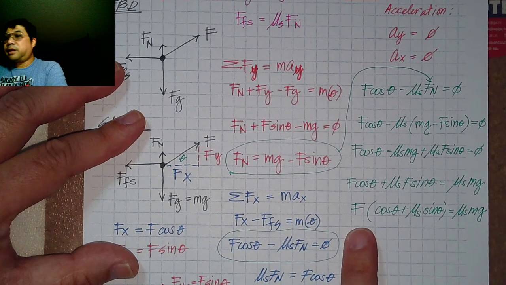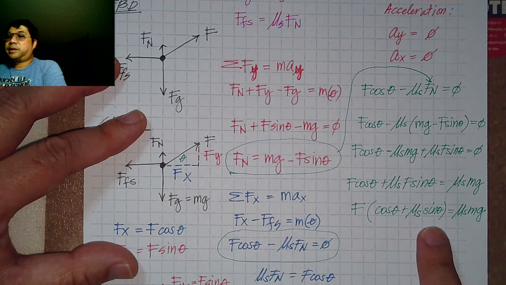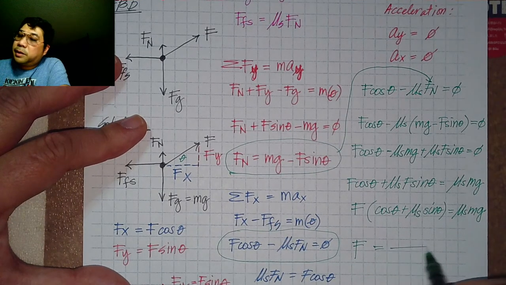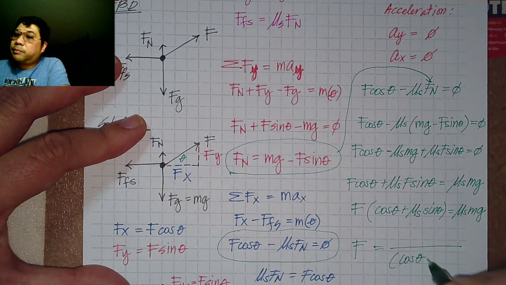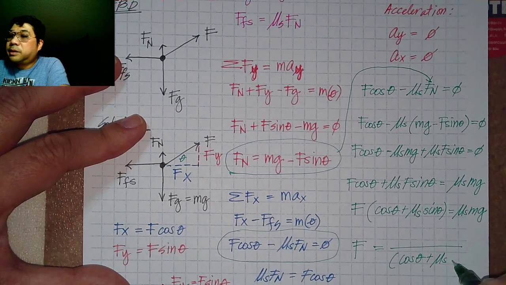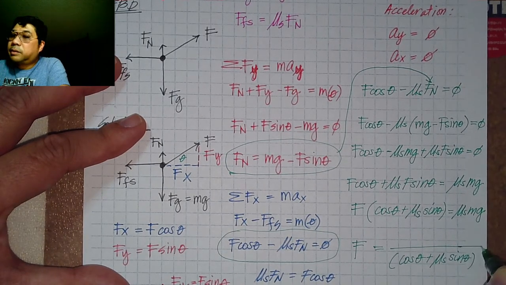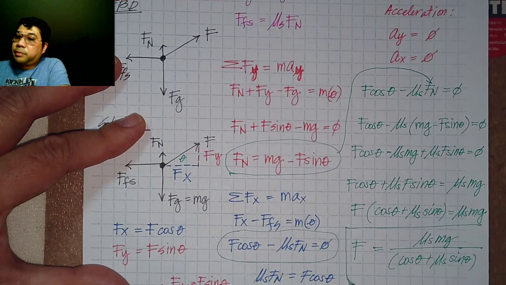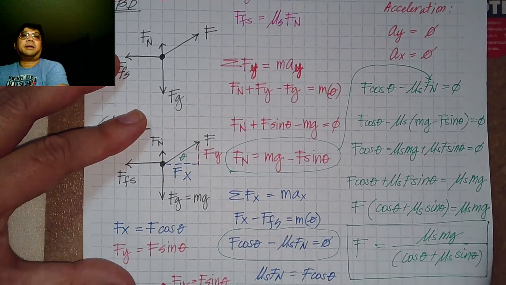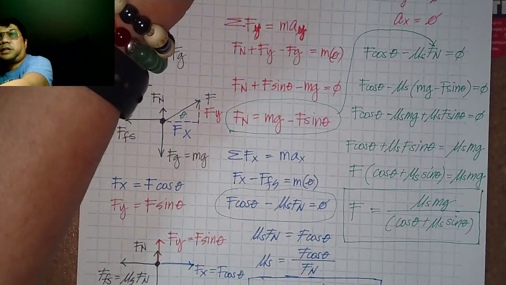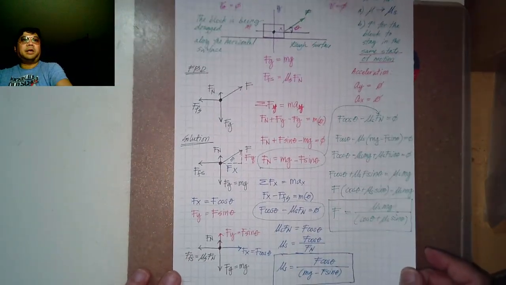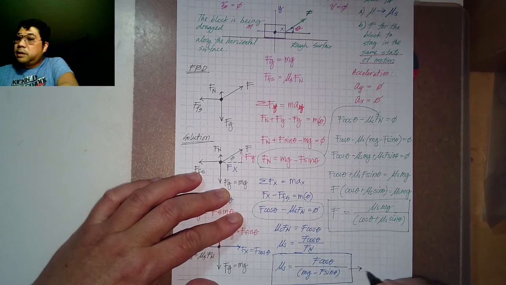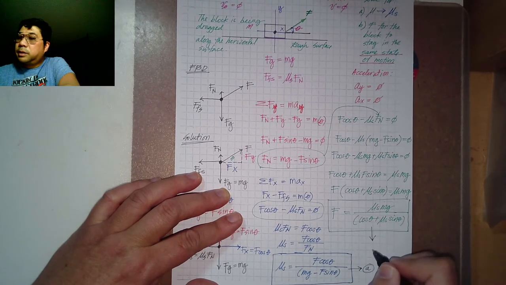So now let's divide both sides of the equation by cosine theta plus mu s multiplied by sine theta, the coefficient of the variable F. So we can say that F is simply mu s m g divided by cosine theta plus mu s sine theta. So this will be your answer. This will be the amount of force that you can apply without causing any change in the motion of our block. So this is the answer to letter A, and this is the answer to letter B.